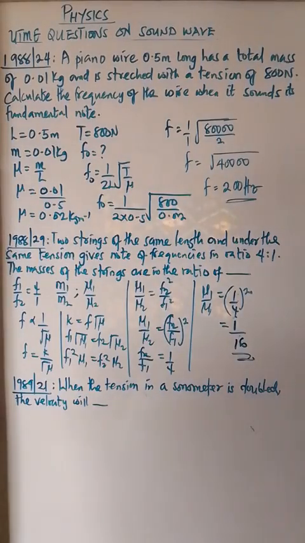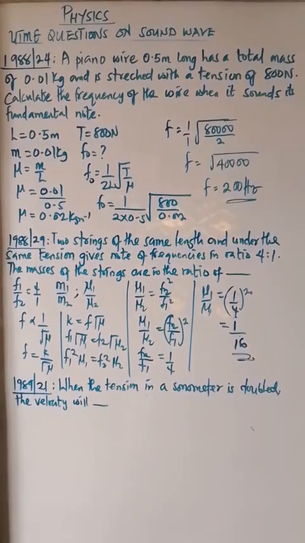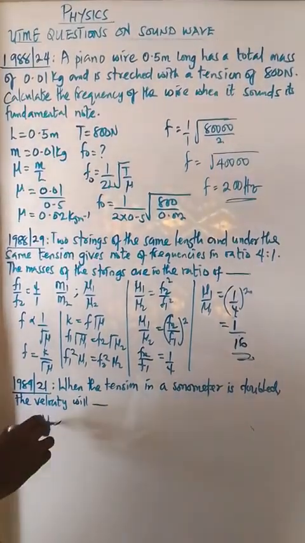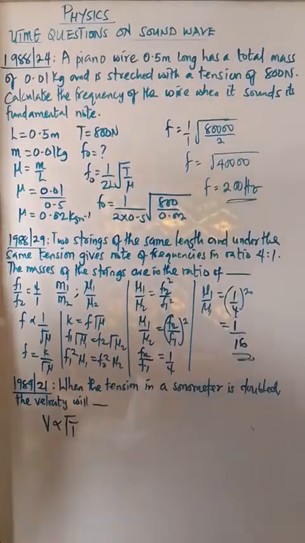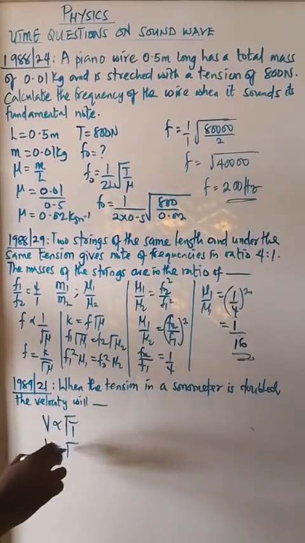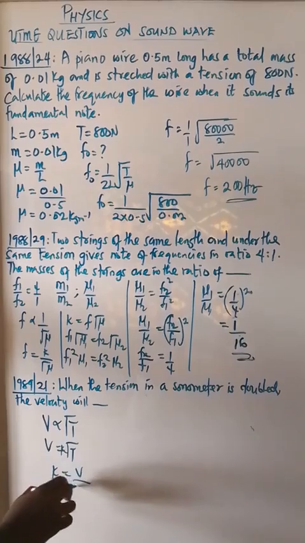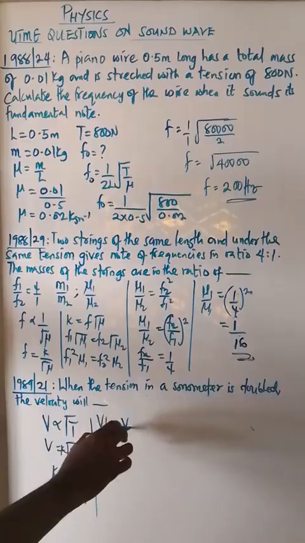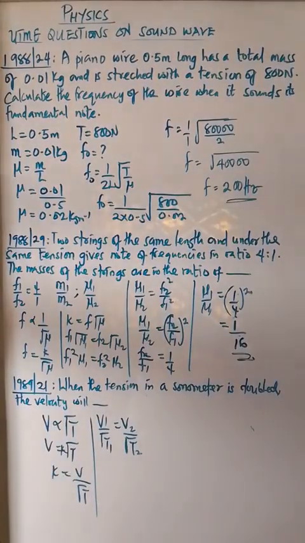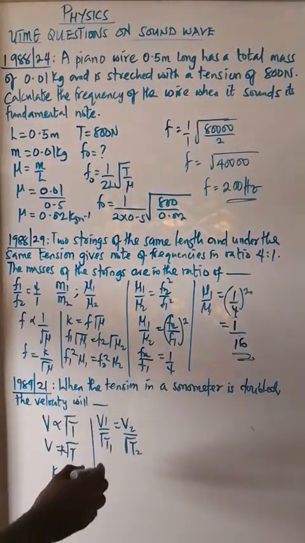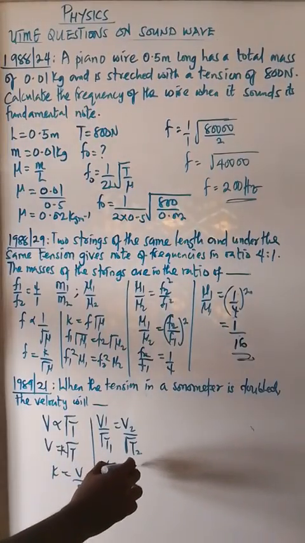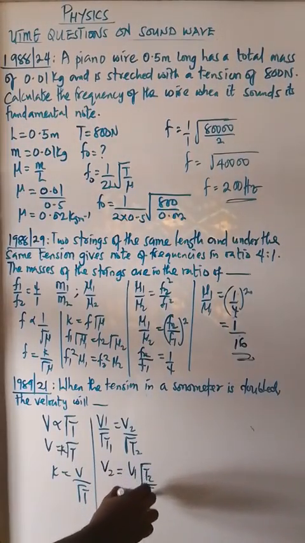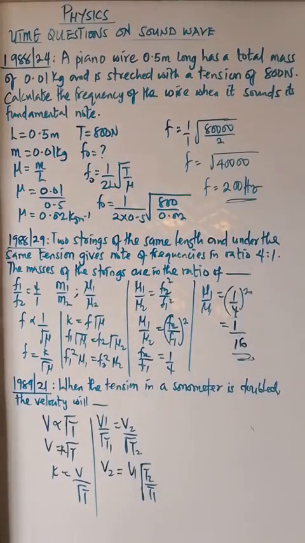Next, when the tension in a sonometer is doubled, what happens to the velocity? Recall for a sonometer, the velocity is proportional to the square root of the tension. I explained that in the lecture. So V equals k root T, and k equals V over root T. From here, V1 over root T1 equals V2 over root T2. I aim to get the new velocity V2, so V2 equals V1 root of T2 over T1. Try to make V2 the subject together.